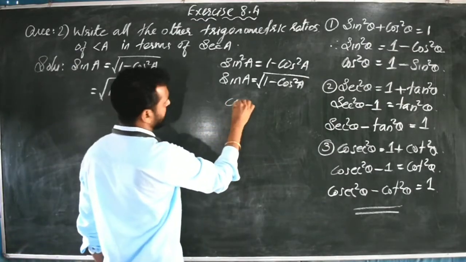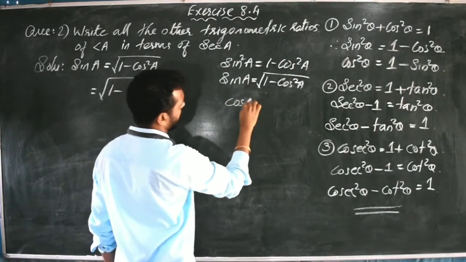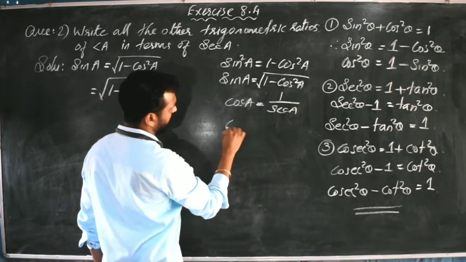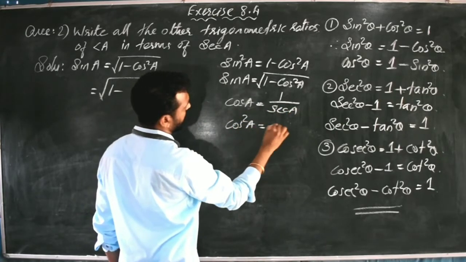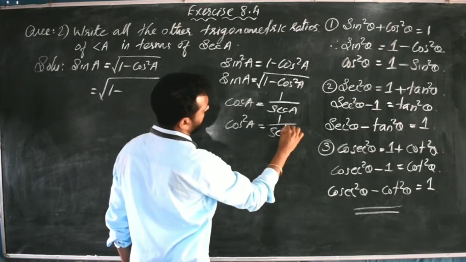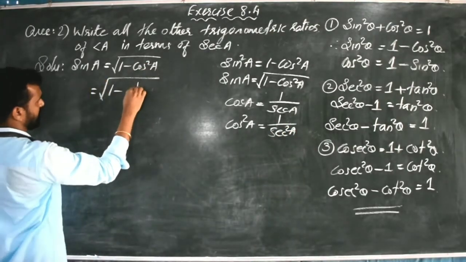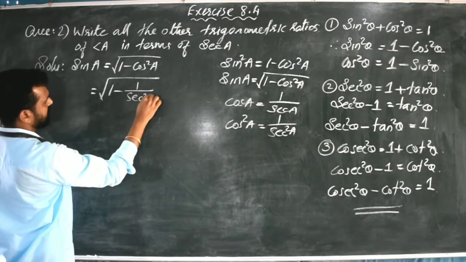Cos A is equal to, you know that formula, cos A is equal to 1 divided by sec A. Therefore, cos square A is equal to, what will come as the answer? 1 divided by sec square A. So in place of cos square A we have to write 1 divided by sec square A.